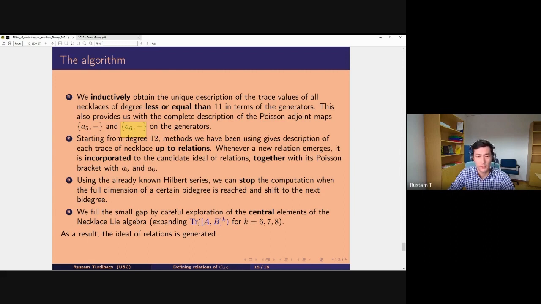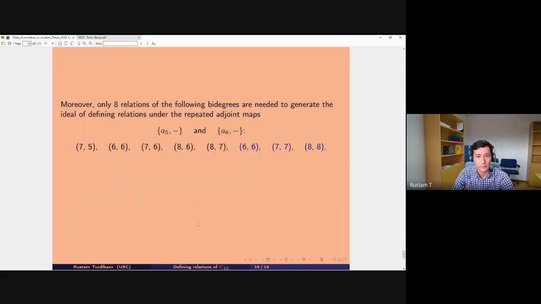As a result, we obtain an ideal of relations. We check that the Hilbert series coincides with the known one, so it's definitely the same ideal. And once we do that, we reorganize our work to see that only 8 relations in these bidegrees, and these 3 coming from, as I said, the traces of the commutator to the power 6, 7, and 8, are enough to generate the whole ideal. So if you have these 8 relations, by acting with Poisson brackets with just A5 and A6, these adjoint maps, we are able to get everything.